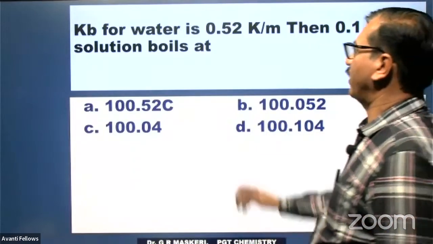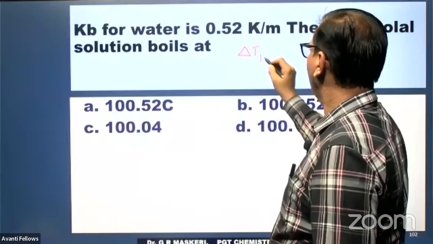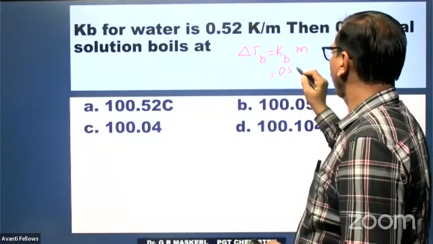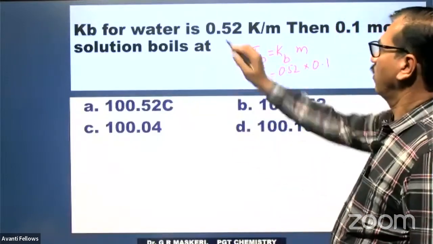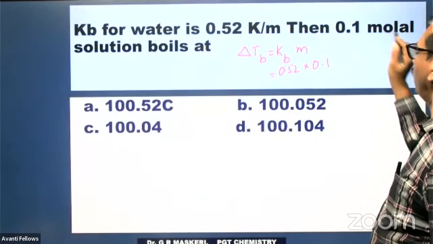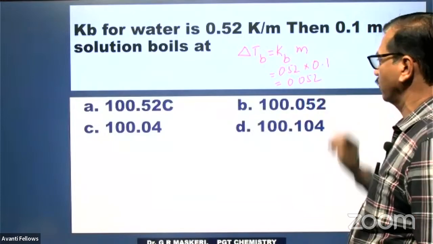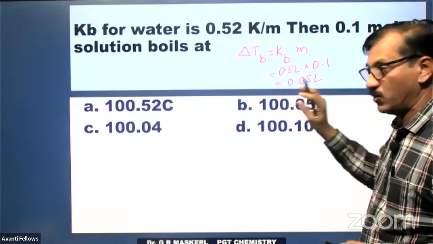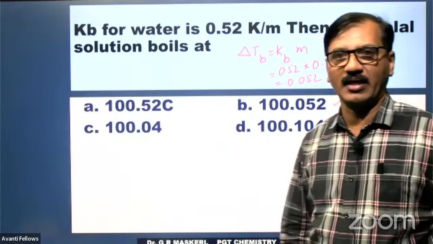Very good. Option B is the right answer, because delta TB is equal to KB into molality. This KB is 0.52 for water, and the molality is 0.1, so this is 0.052. The boiling point is elevated by 0.052, so 100 degrees Celsius plus this. That means this is the elevated boiling point, right? You have done it correctly.